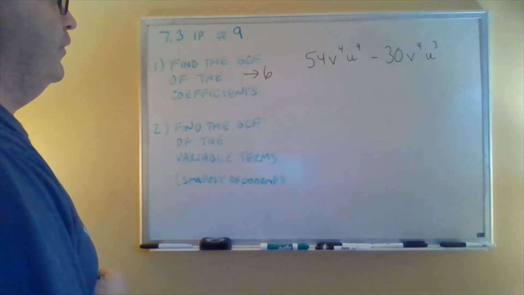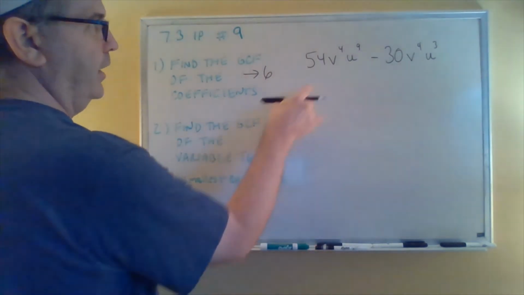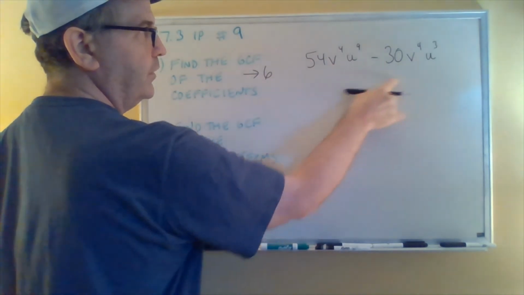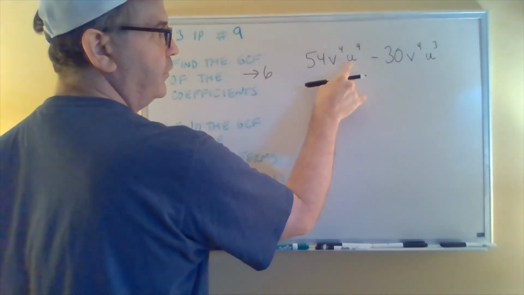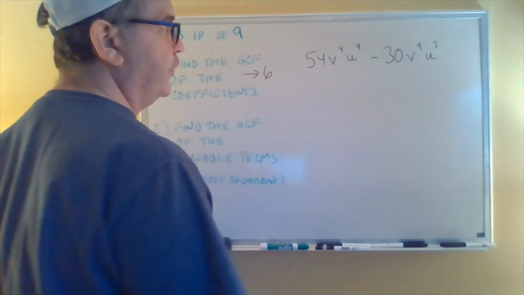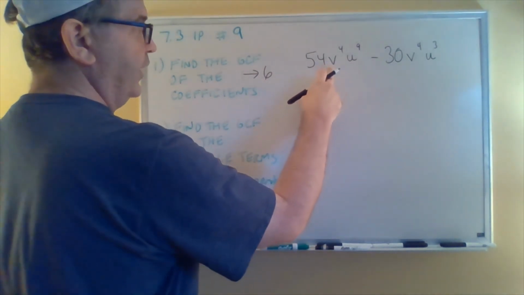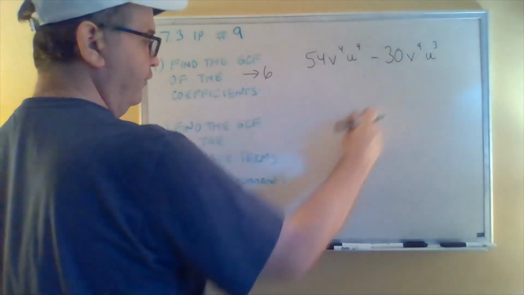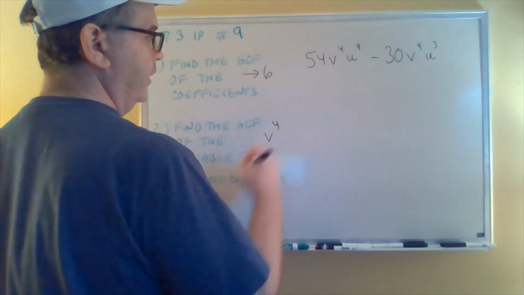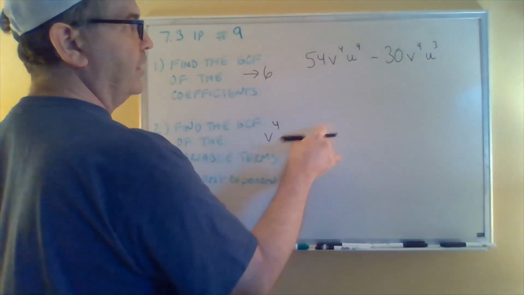And now I need to look at the variable term. So I need to make sure that if I have a v variable here that it's present in the other term, it is. I have a u variable here and it's present in the other term as well, so we can find v and u. So we're looking for the smallest exponent. Well, we got v to the 4th and v to the 4th, so we can pull those out of both. So v to the 4th would be the common factor there.